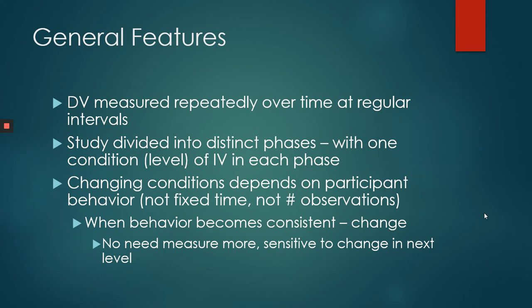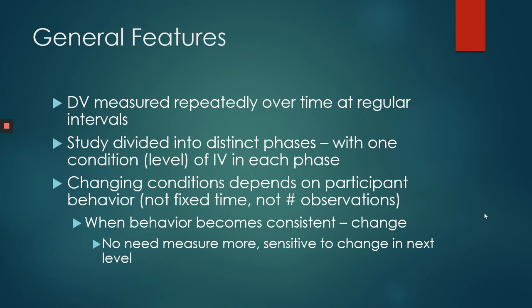People will change a bit, and there might be a little bit of bouncing around. But then once you see there's more of a tight line, things are becoming more consistent in terms of the dependent variable, then you switch. Then you switch the conditions. Why do we do it this way?